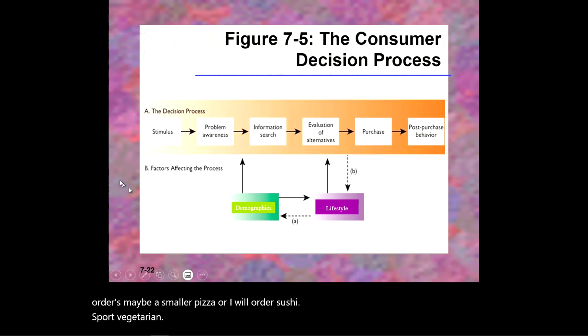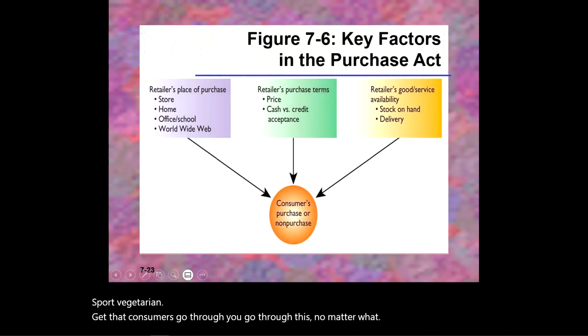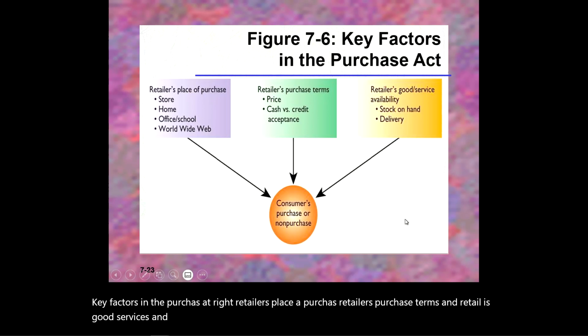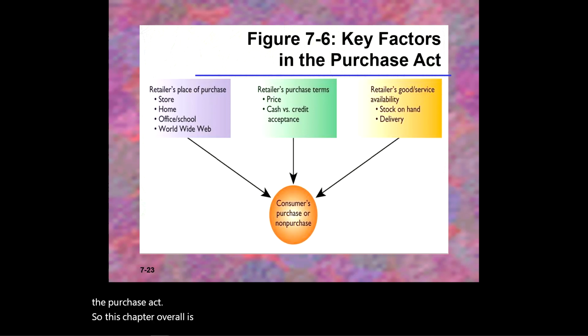Okay, so consumers go through this no matter what. Key factors in the Purchase Act, right? Retailers place a purchase, retailers purchase terms, and a retailer's goods, services, and availability. And these are all factors that absolutely come into play in the Purchase Act. So this chapter overall is pretty good, I must say.